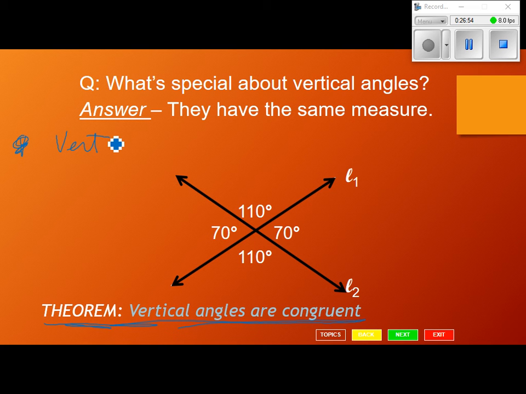Vertical, just shorten that up. Just abbreviate it. Vertical angles are congruent. Gotta know that theorem. So anytime you draw two lines and they cross each other, without knowing any other information other than those are lines, I know that this angle and this angle have to be the same. They have to be congruent to each other. This angle and this angle have to be congruent to each other. Vertical angles must be congruent.